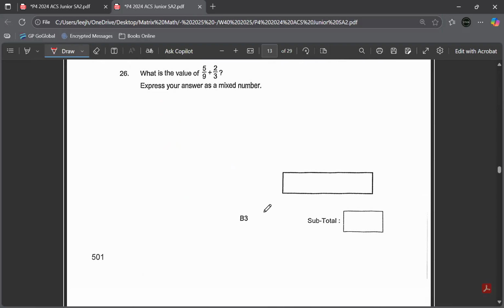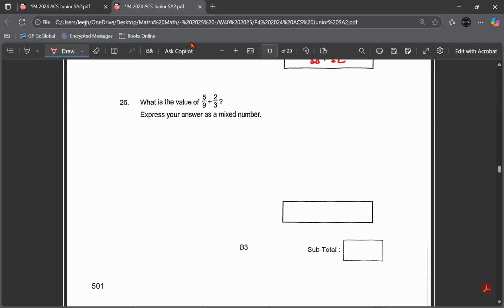Question 26. The value of these two fractions added. Express your answer as a mixed number. So 5 over 9 plus 2 thirds. Always change the denominator to the same. So 5 over 9 plus, this one will be 6 over 9.